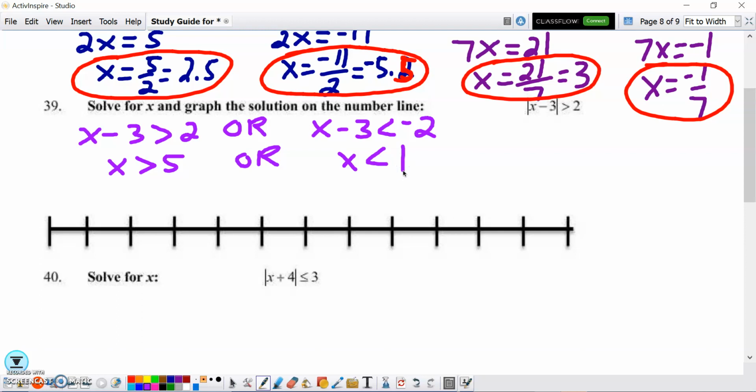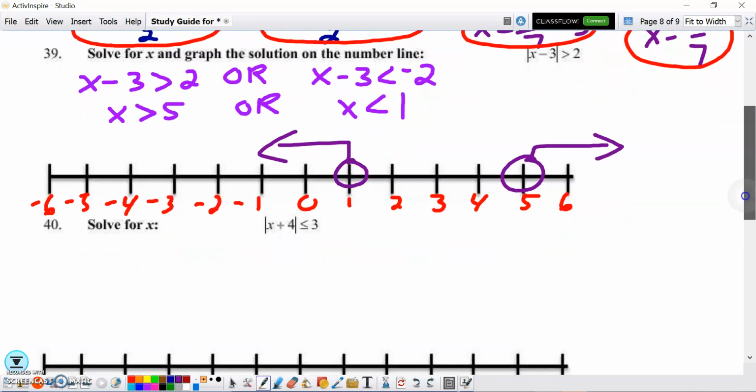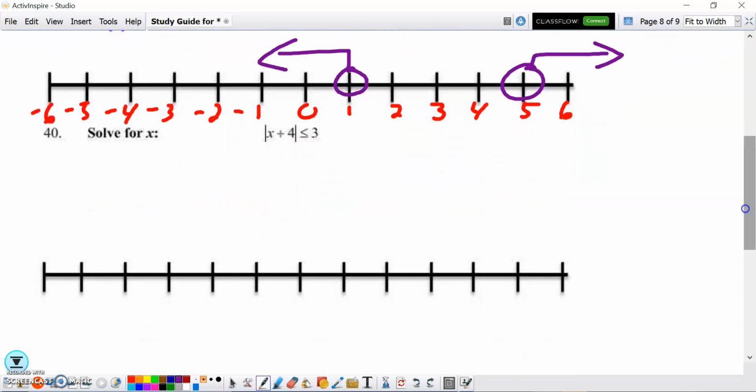So on the number line, all right, open dot on both of them. All right, x is greater than 5, so it's OR. They should be going in opposite directions, and x is less than 1. All right, one problem left, and then it's the cumulative review.